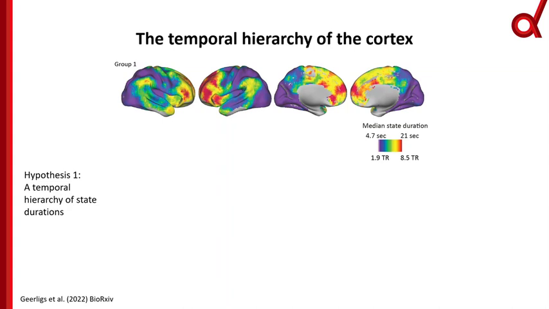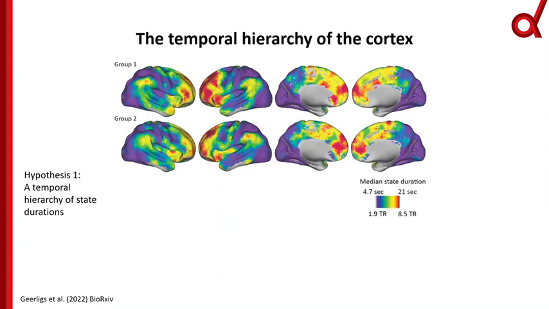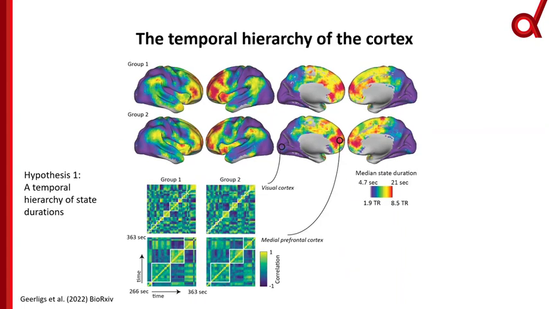Here we have the data separated into two independent groups, and we see the exact same pattern again in this independent group. And you can see this pattern already when you just look at the raw data. Again, this is data averaged within these groups, and the top row is the visual cortex, the bottom one is the medial prefrontal cortex. And this is again the time-by-time correlation matrix. What you can see is very fast transitions in visual cortex and much longer lasting states in medial prefrontal cortex.